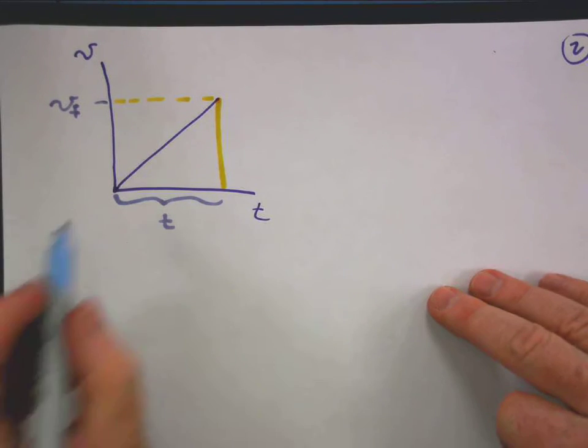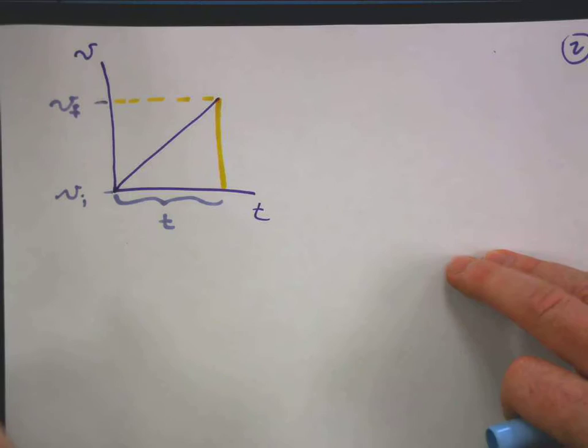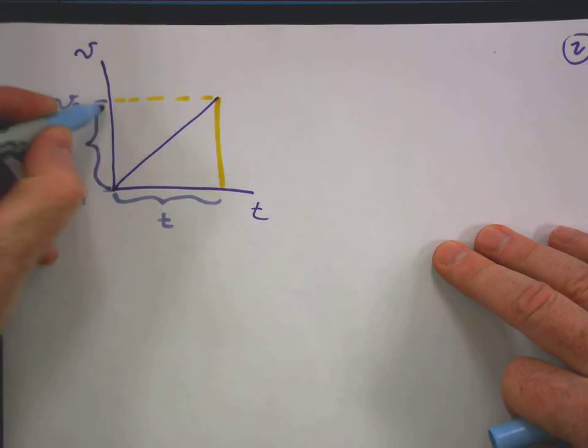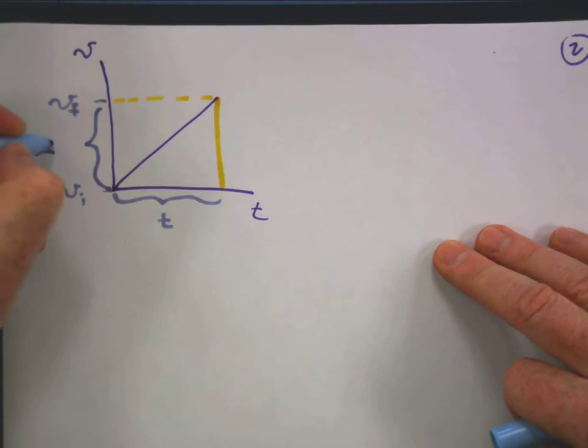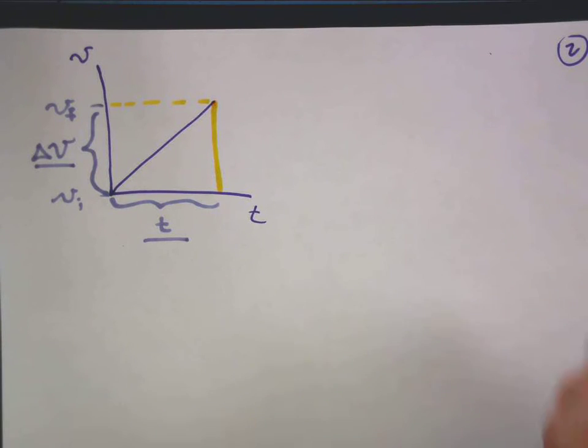Well, where's the initial velocity? Initial velocity is right there where we started. In this case, it happens to be zero. Well, what about the difference between these? Isn't that difference your change in velocity? Sure is. So we're going to look at change in velocity, and we're going to look at time.